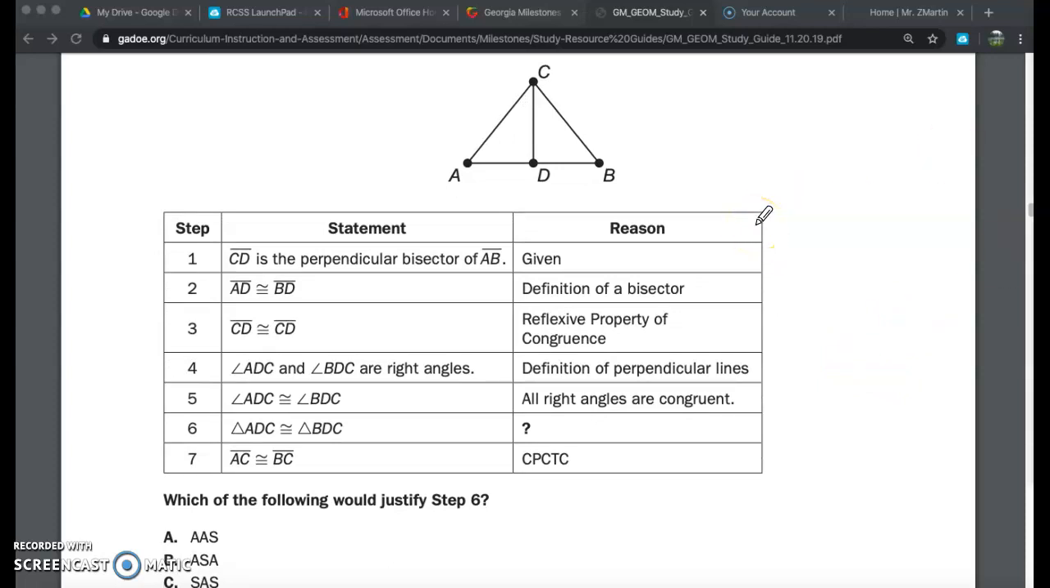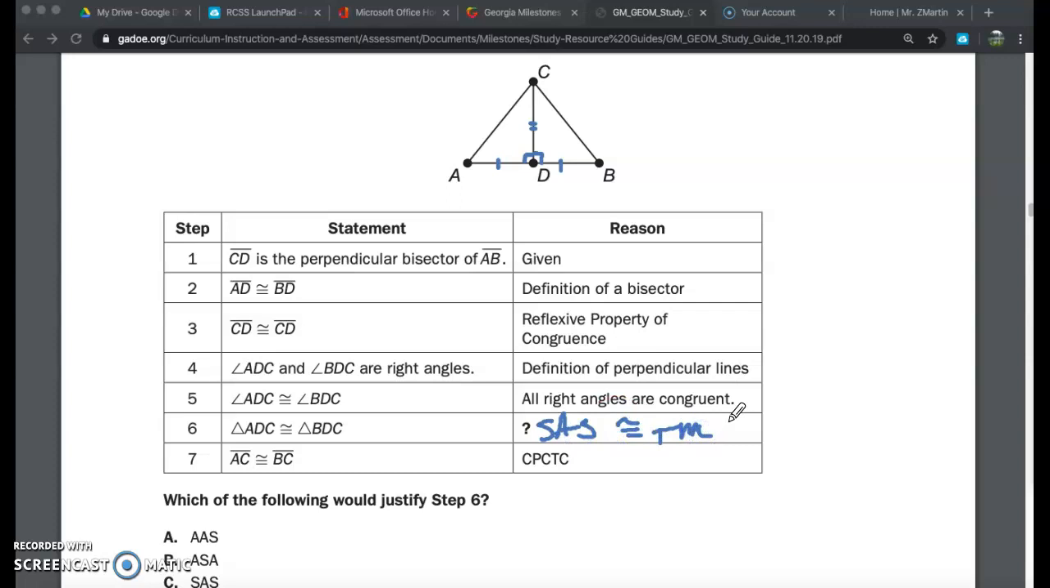Well, we know that CD is the perpendicular bisector of AB, so then we know that these segments, AD and BD, are congruent. We know that CD is congruent to itself by the reflexive property. Sometimes I put a couple markings there just to let you know this is congruent to itself. And we know that angles ADC and BDC are right angles, and therefore they're congruent by definition of perpendicular bisector and the fact that all right angles are congruent. So I've got side angle side congruent to side angle side. Well, that sounds a lot like the side angle side congruence theorem to me.